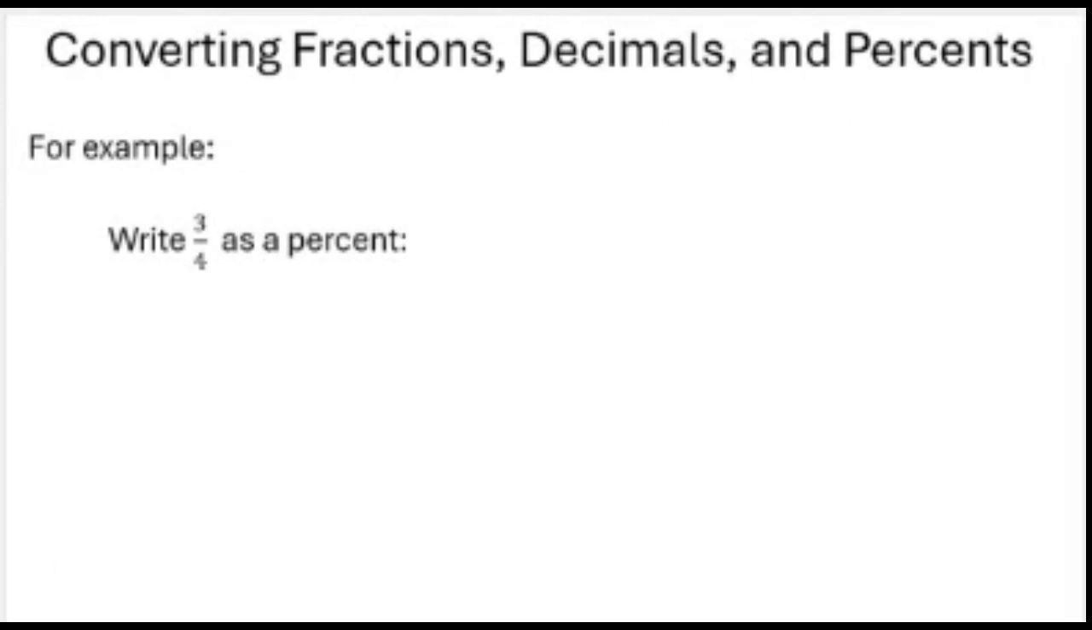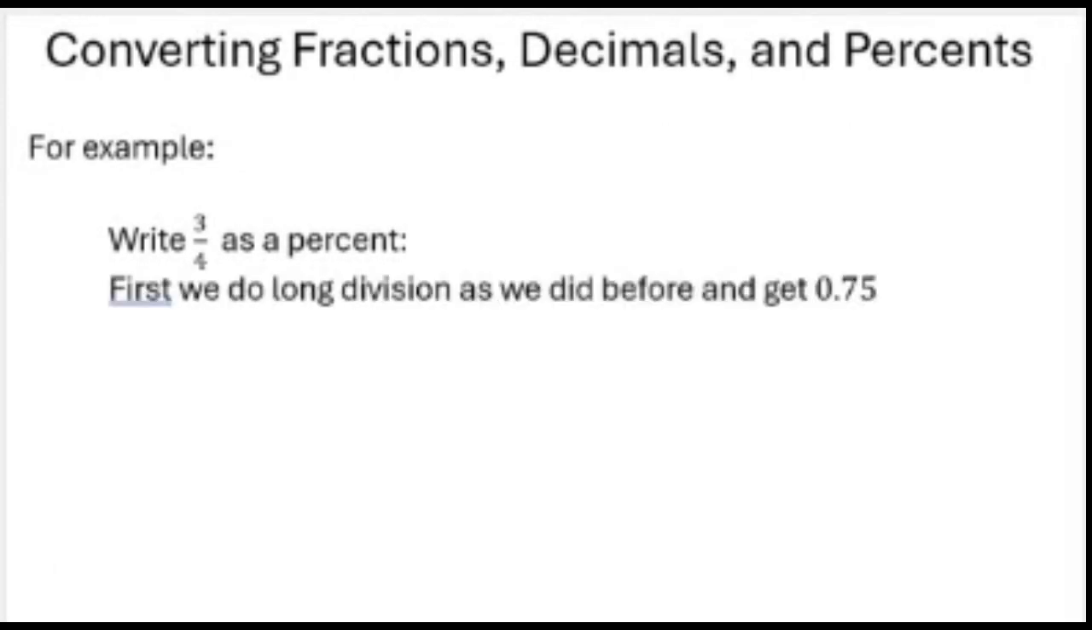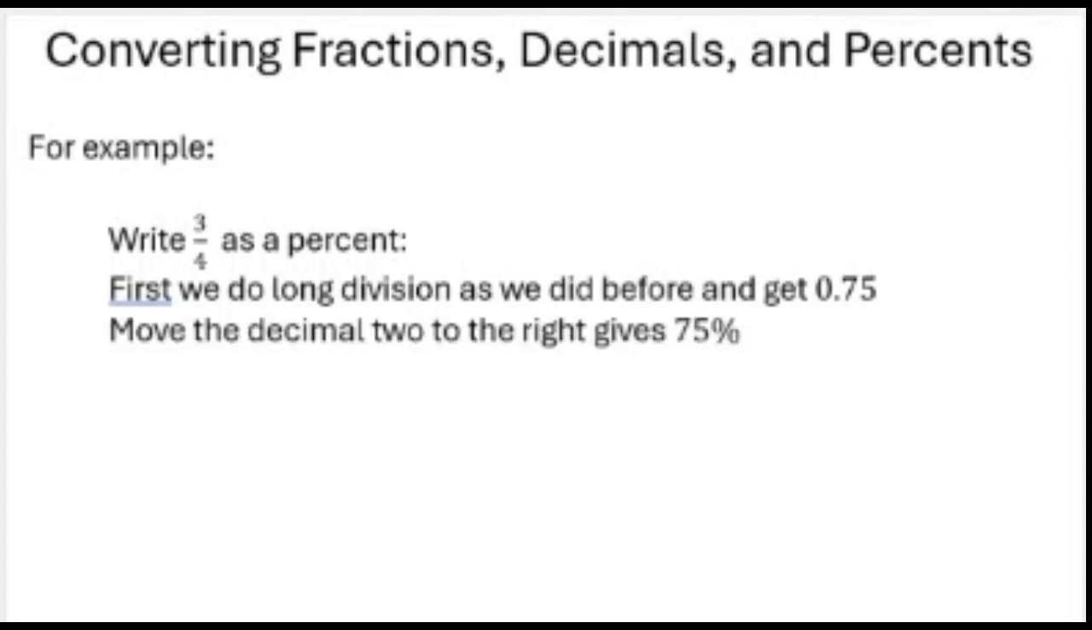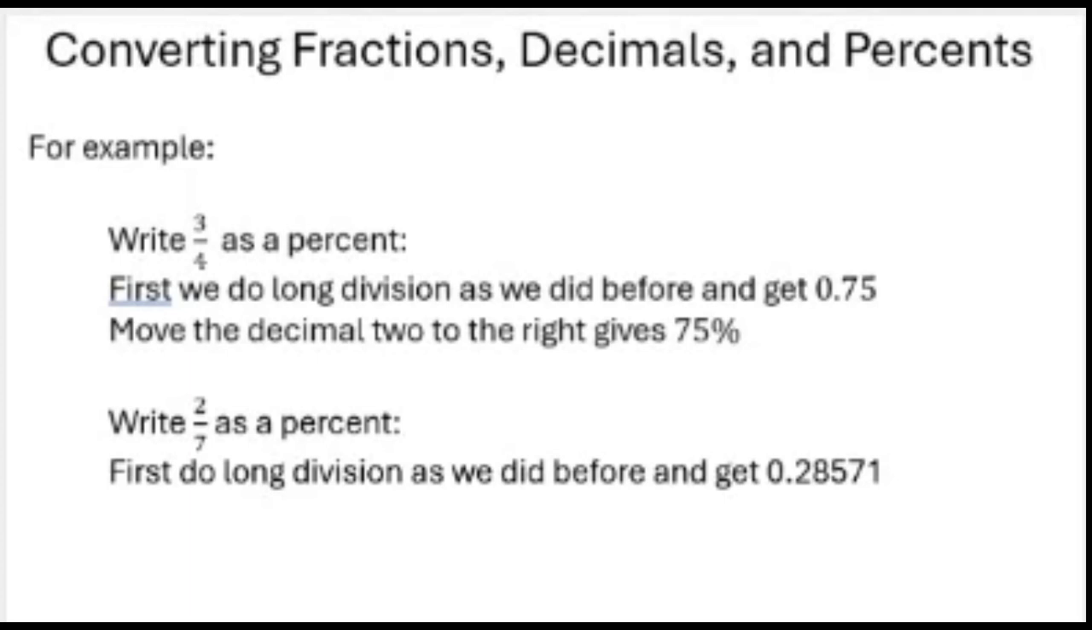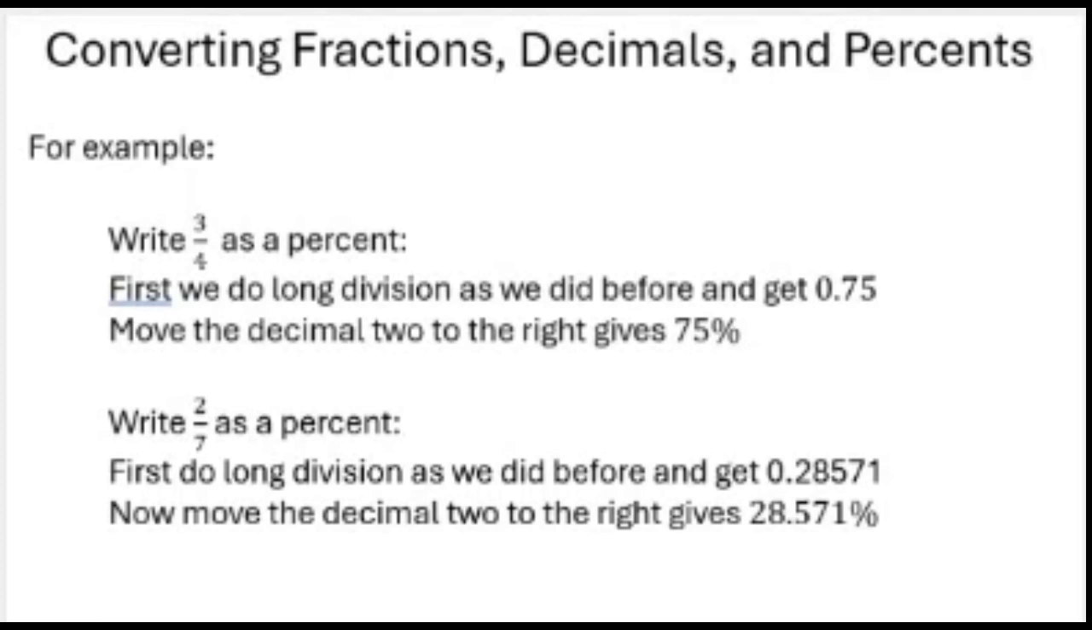In fact, we're going to do the same 2 we just did. 3/4, we already did the long division and discovered that it's 0.75. Move the decimal 2 places to the right, makes it 75%. 2/7 as a percent. Do the long division, and we get 0.28571. Which is 28.571%. So you see it's the same process we just did, then just move the decimal 2 over to make it a percent.